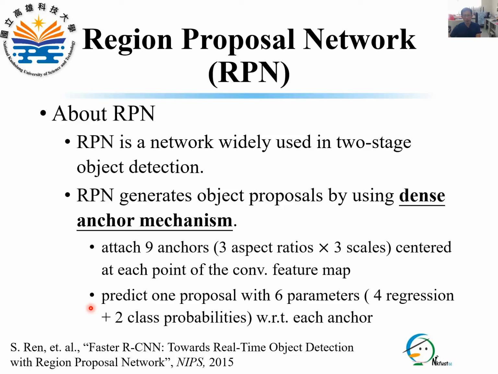For proposal generation, it predicts one proposal with 6 parameters, including 4 regression parameters and two parameters for class probabilities with respect to each anchor.